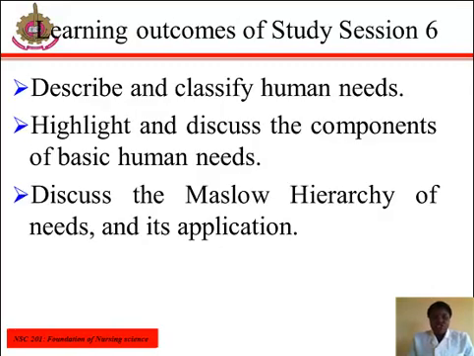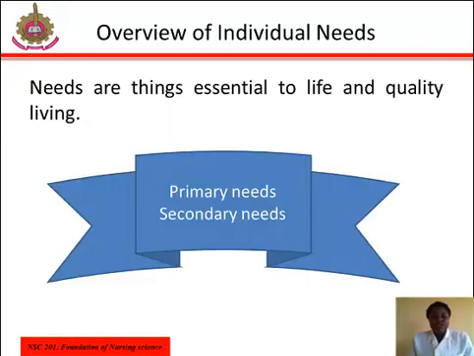At the end of this study session, you should be able to describe and classify human needs. You should be able to highlight and discuss the components of basic human needs. You should be able to discuss the Maslow hierarchy and its application.